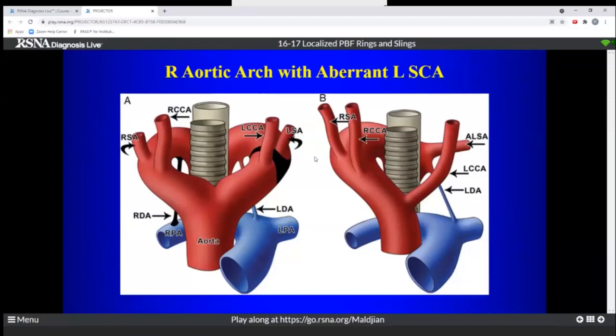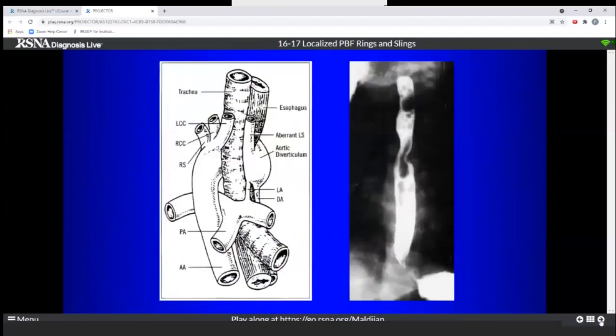So how do we get this embryologically? The interruption here occurs between the left common carotid artery and the left subclavian. And when that happens, we get a right arch with an aberrant left subclavian artery. Notice the ligamentum here is still on the left side, so this does form a complete ring. So in terms of vascular anomalies that form a ring, this really is the most common, but the ring tends to be loose. So these patients are usually not symptomatic. So that's the right arch with the aberrant left subclavian artery.